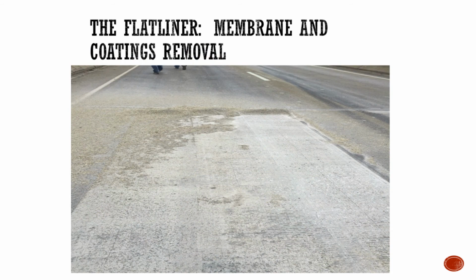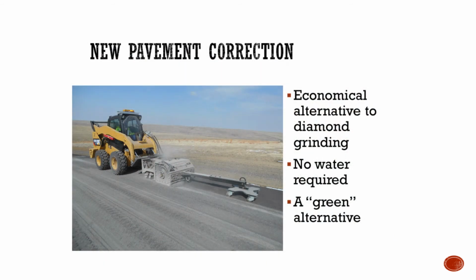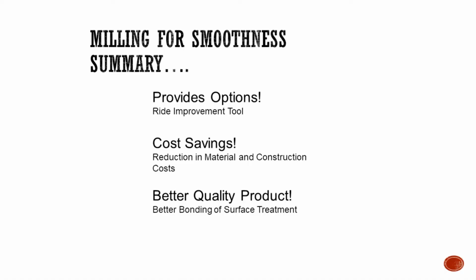Membranes and coatings removal, new pavement correction. What's nice about this, you can grind dry or just use water for dust control. There's no slurry trucks or water trucks needed, unlike diamond grinders. Milling for smoothness, in summary, it's great.